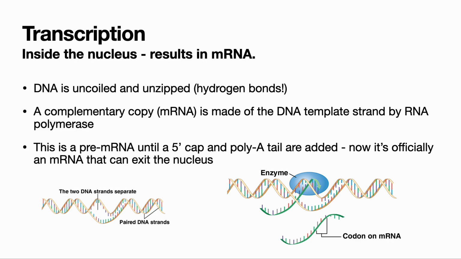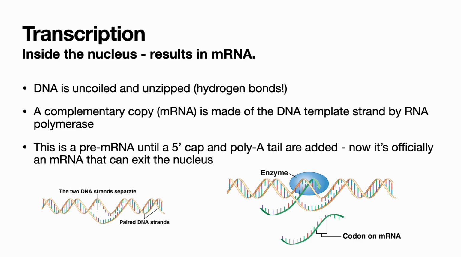So that whole A and T, C and G thing that we talked about, that's how we make a complementary copy. But remember, in RNA, we have uracil instead of thymine. So any place you would think there'd be a T, it's going to be a U instead.